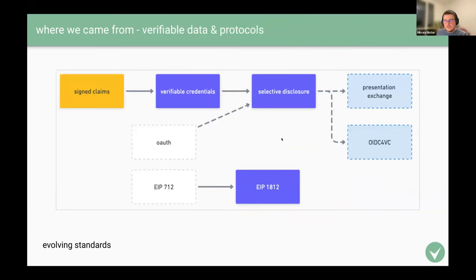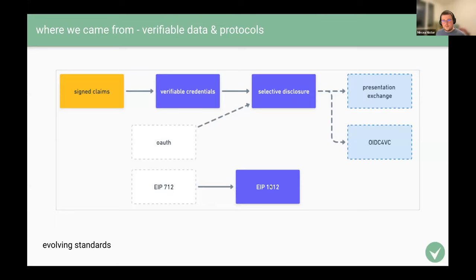Of course, it's not just about identity models, it's how you use them. The uPort ecosystem was working with signed claims. The verifiable credential standard was being created, so we adopted that one. Instead of calling everything signed claims, we started calling things verifiable credentials and started working with that spec. We were working with stuff like selective disclosure, a very simple protocol, also inspired by OAuth, but not as complex as the current day presentation exchange or OID4VC. And other kinds of verifiable data like EIP-712 signatures and things like that.